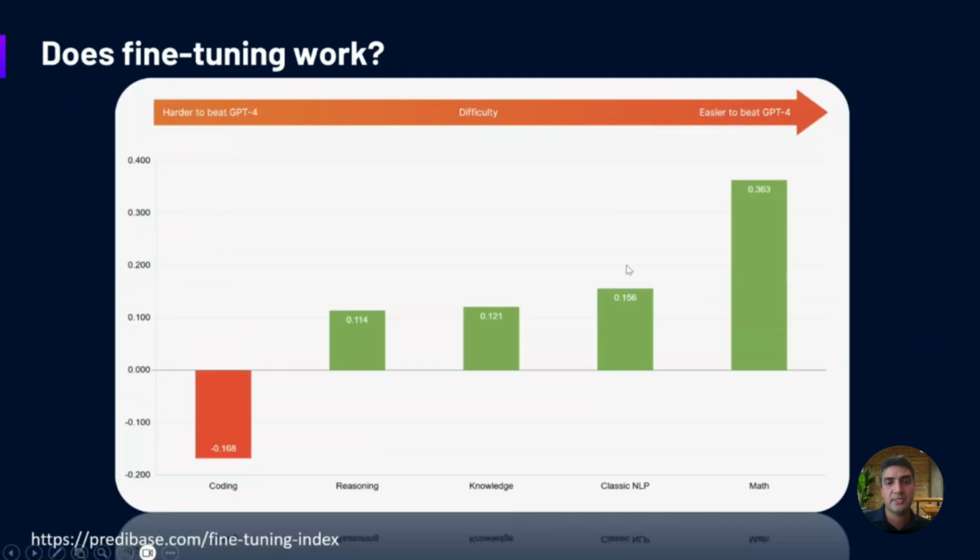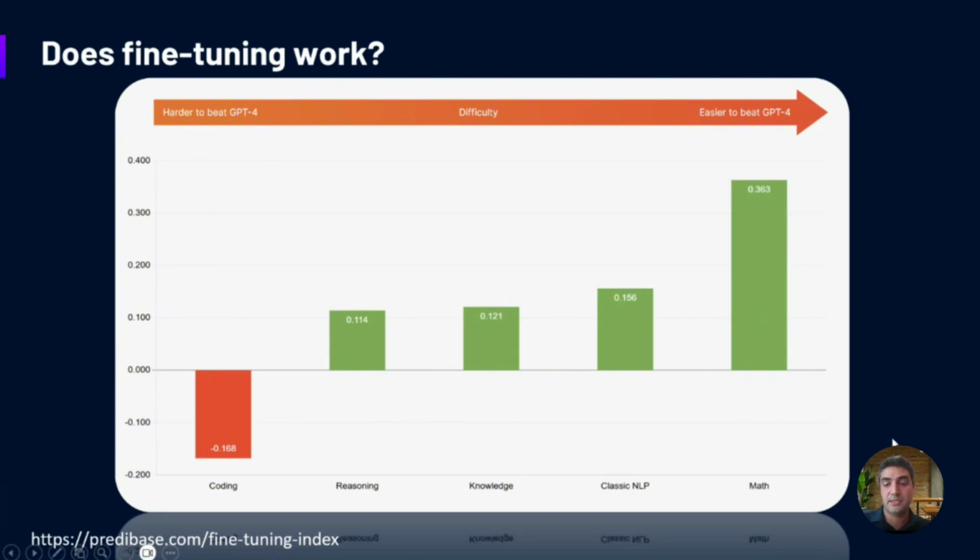And here they show the ratio between GPT-4 performance and fine-tuned models. You can see that most of the fine-tuned models are actually beating GPT-4 on reasoning tasks, knowledge tasks, natural language processing tasks, and math. The only task where fine-tuned models are lagging behind is coding. In coding, the bigger foundational model is still beating fine-tuned models.